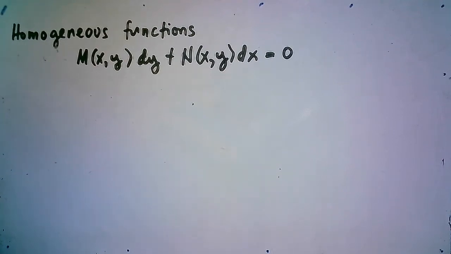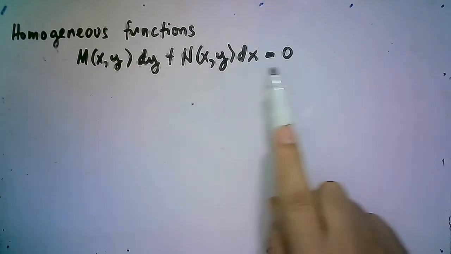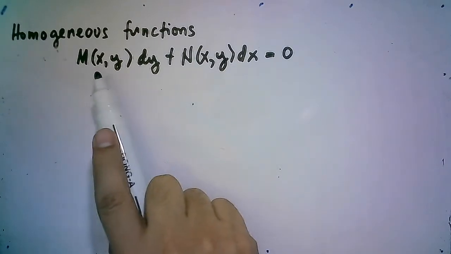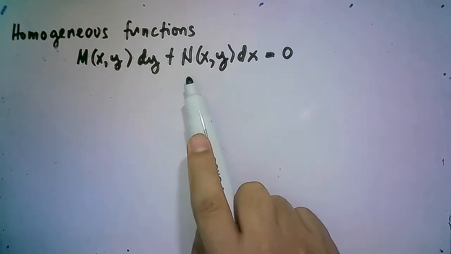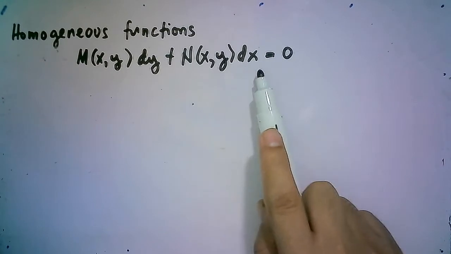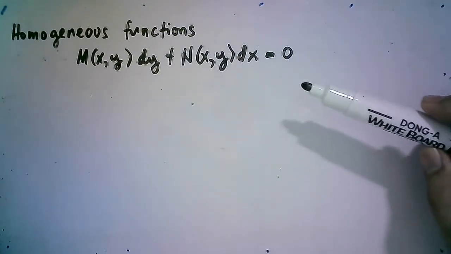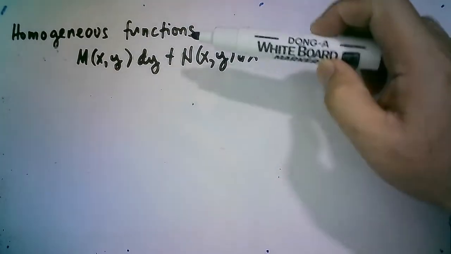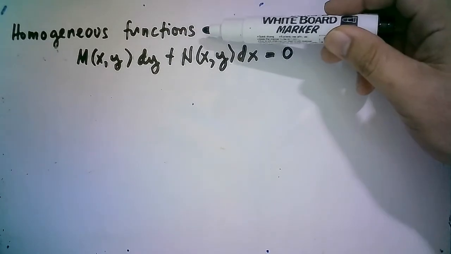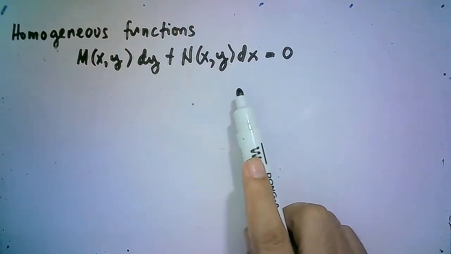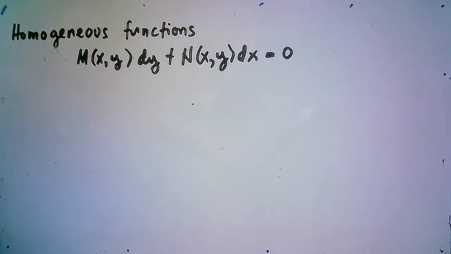We have homogeneous functions. Now, in differential equations, we have this main format: M(x,y) dy plus N(x,y) dx is equivalent to 0. Now, in homogeneous functions, we usually follow this format to solve differential equations. Now, what is this homogeneous functions?